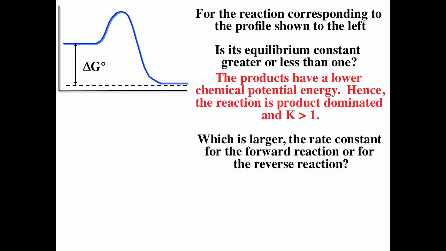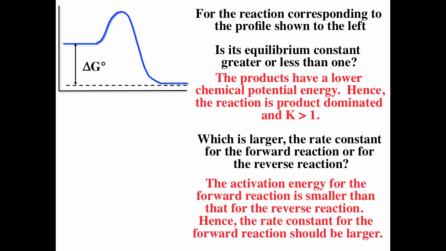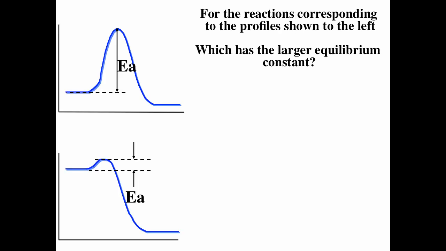Again, it's going to be the transition state, the energy of activation. For the forward reaction, you have the difference between the transition state and the reactants. For the reverse reaction, the activation energy is between the products and the transition state. And so the reverse reaction has a larger activation energy, and so that would be slower. The activation energy for the forward reaction is smaller than the activation energy for the reverse reaction. Hence, the rate constant for the forward reaction should be larger. The forward reaction should be faster.